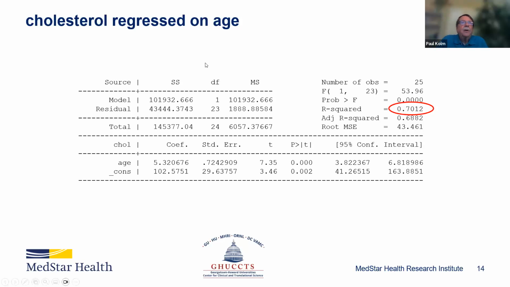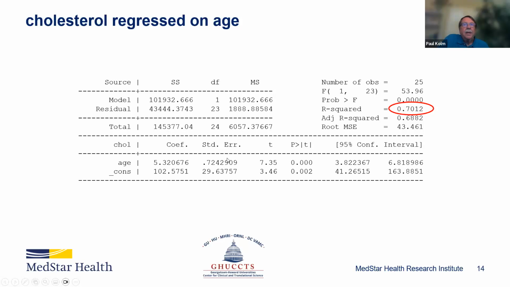The first thing we have here is what we call our source table. Here's our sum of squares, and what we call the degrees of freedom. The mean square is just the sum of squares divided by the degrees of freedom. And you can see here that if we divide our model sum of squares, this is our regression sum of squares, 101,000, by the total sum of squares, which is the sum of these two, we get the R-squared value, in this case, 0.7.